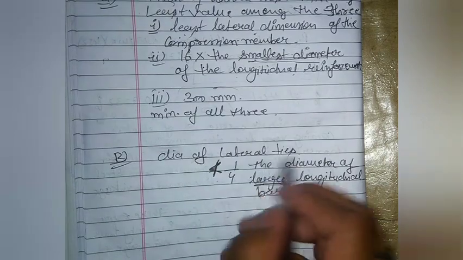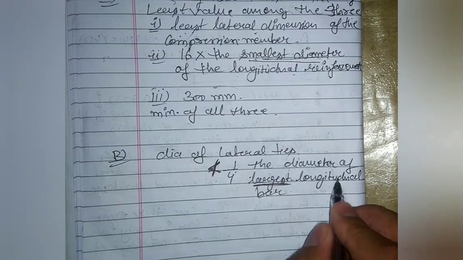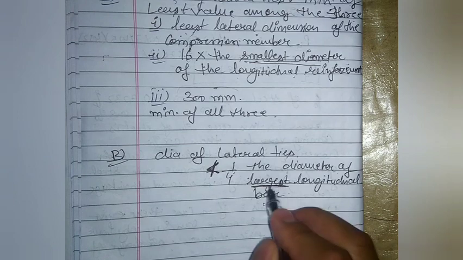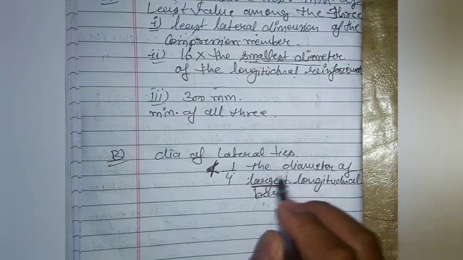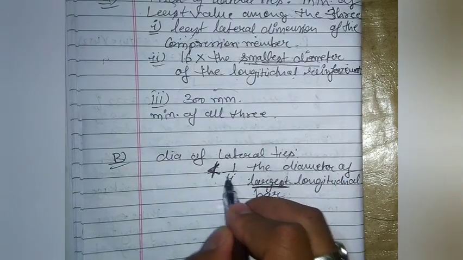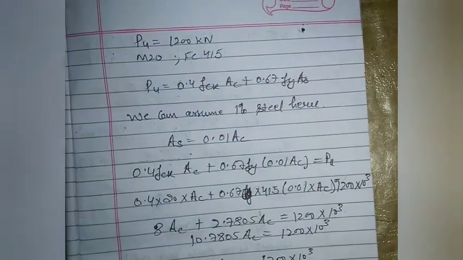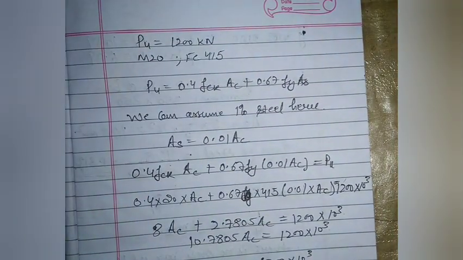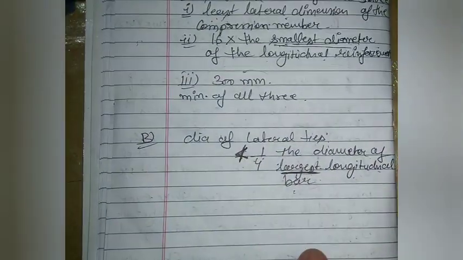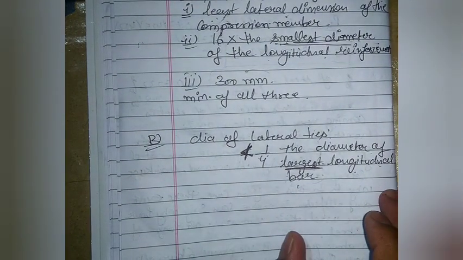Also, the diameter of the lateral ties should not be less than 1/4 the diameter of the largest longitudinal bar. Here, for the pitch, we took the smallest diameter, but here we are taking the diameter of the largest longitudinal bar. So the diameter of the lateral tie should not be less than 1/4 the diameter of the largest longitudinal bar. As per these provisions, we are going to design the section.